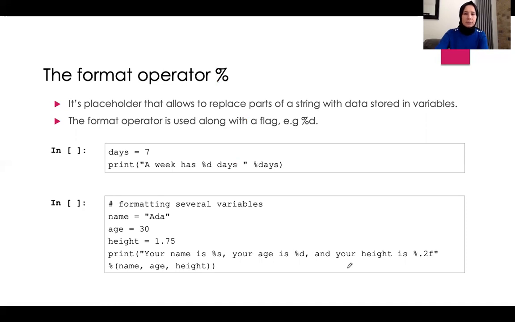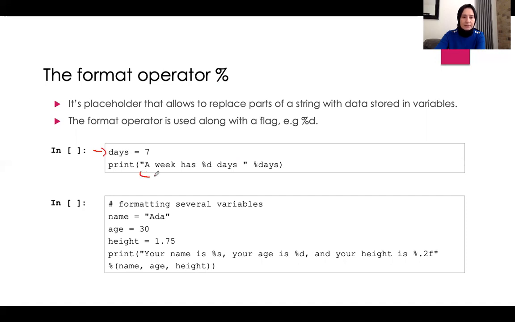Another important operator with string is the format operator. Basically, it's a placeholder that allows to replace parts of a string with data stored in variables. And the format operator is used along with a flag. So for example, guys, we have a variable here, days, that equals 7.